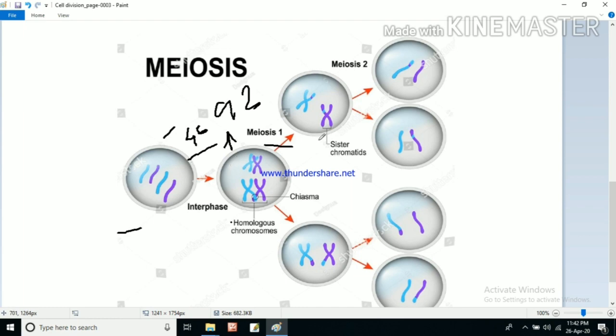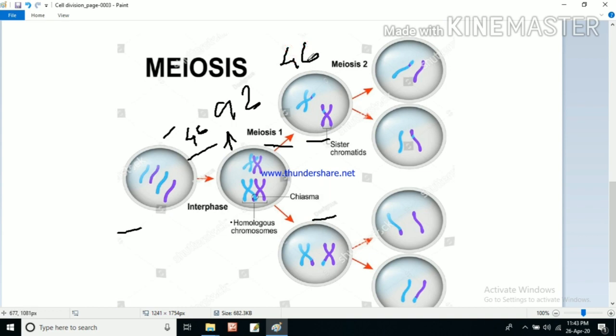In meiosis we have two successive divisions, that is meiosis 1 and meiosis 2. One mother cell divides twice and forms the daughter cells. In meiosis 1, the interphase cell, or this matured cell, divides and forms two intermediate daughter cells. In these daughter cells, the number of chromosomes becomes 46.